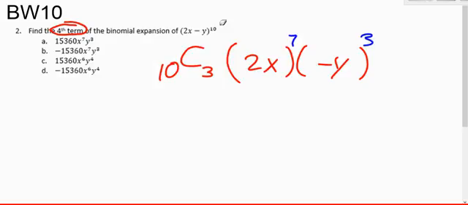So we know that the number must work out to be 15,360. We just have to decide if it's positive or negative, and then pick the correct exponents. So right here, we can see that we're going to end up with a y to the third and an x to the seventh, so either A or B. And then it's negative to the third power, which will be a negative answer. So it's got to be B.